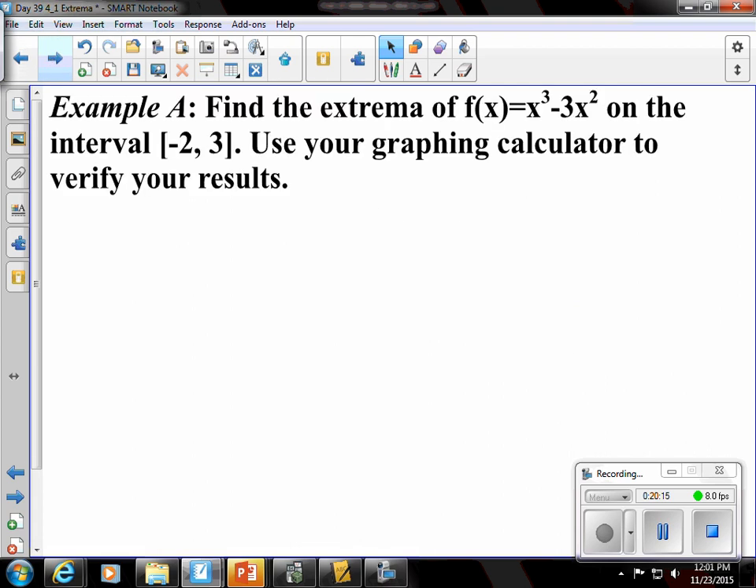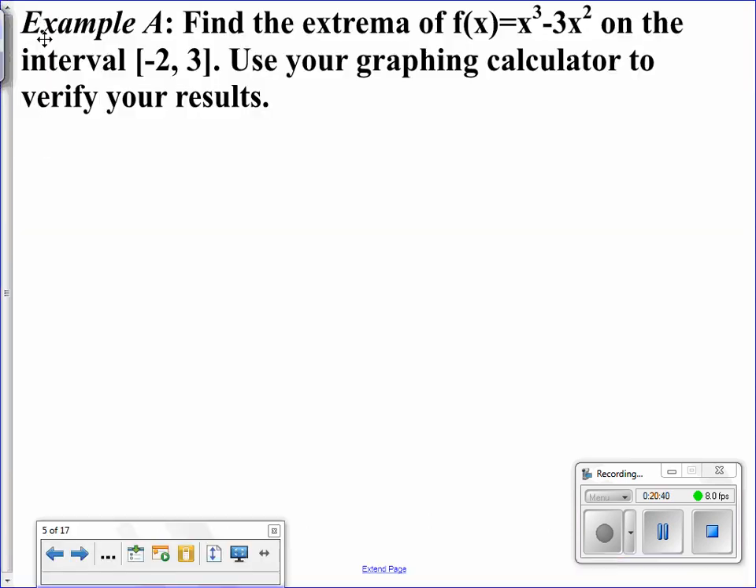All right, so let's do an example. Let's go through an example ourselves. We want to find the extrema, the absolute extrema, of this function on the interval from -2 to 3. And when we're done, we'll check it out on our graphing calculator. But let's do it all without the calculator. So what should your first step be? Get the derivative. We want to find those critters. That's what my calc teacher used to call them, critters.